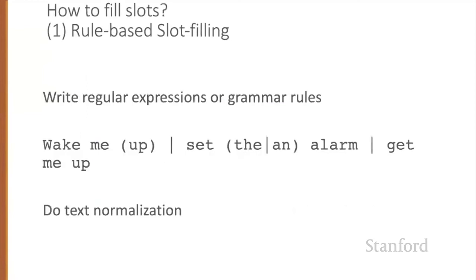Let's see how to do slot filling in the GUS architecture. The slot filling used in the original system, and still quite common in industrial applications, is to use handwritten rules, often as part of the condition action rules attached to slots or concepts. For example, we might just define by hand a regular expression for recognizing the set alarm intent with phrases like wake me up or set the alarm, or get me up.